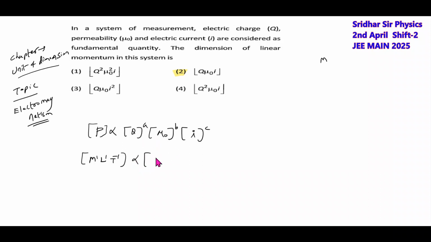Dimensions of charge will be current into time, I1 T1. Dimensions of mu naught, permeability, will be M1 L1 T minus 2 I minus 2. Okay, fine. So here the current will be I. Okay, we'll simplify.